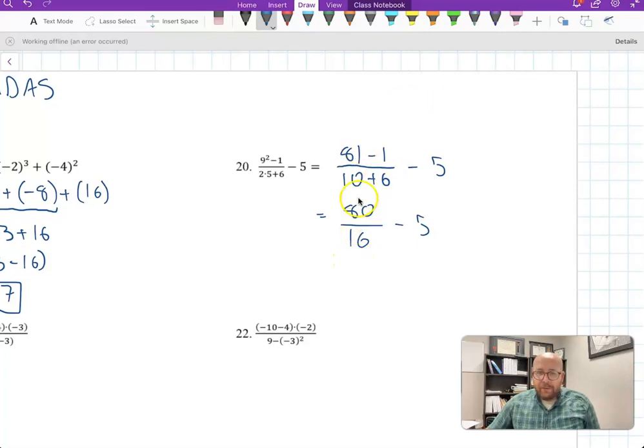80 divided by 16 simplifies to 5. You should be able to do the work to determine that 80 divided by 16 is 5. You should be able to do that without the use of a calculator. 5 minus 5 is 0. We're done.